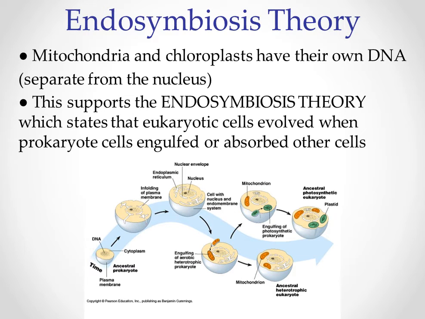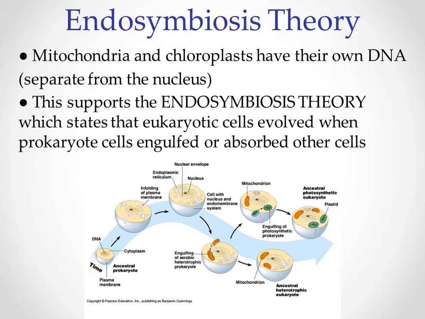layer. So how did prokaryotes and eukaryotes come to be? We theorize that the mitochondria and the chloroplast have their own DNA, which we do know is actually true, and it's completely separate from the nucleus. Now, this supports the endosymbiotic theory, which basically states that eukaryotic cells evolved from prokaryotic cells by engulfing or absorbing those other cells.